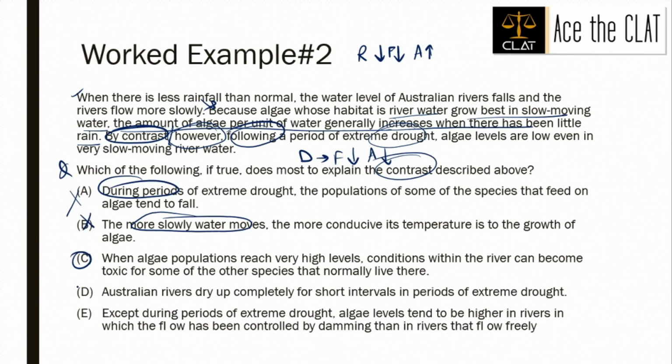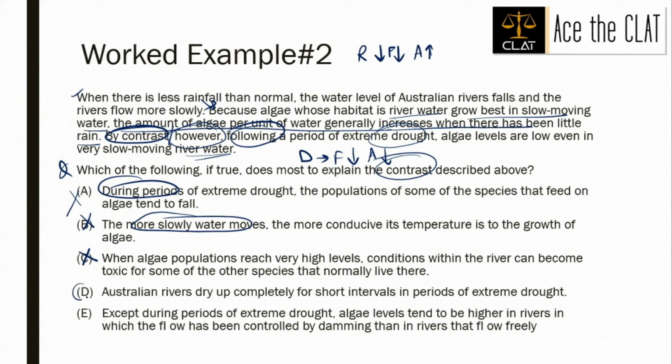C says, when the algae populations reach very high levels, conditions within the river can become toxic for some of the other species that normally live there. Again, it is a very stupid option because it is talking about some of the other species that normally live there. We have nothing to do with other species, right? Our only question is, even after extreme periods of drought, why is it that the algae levels are low even in very slow moving river water? Okay, this does not explain it and hence cannot be our correct option.